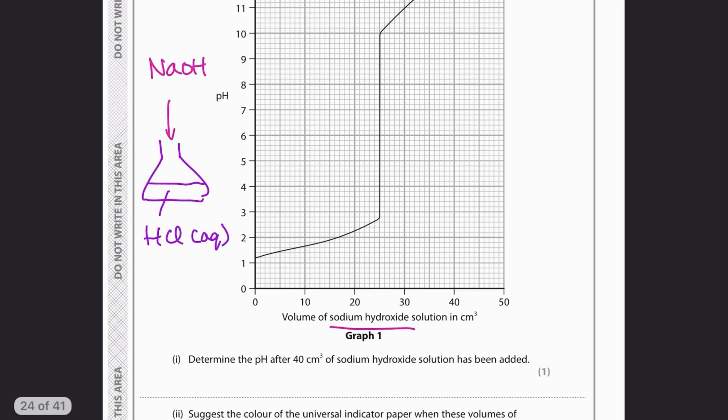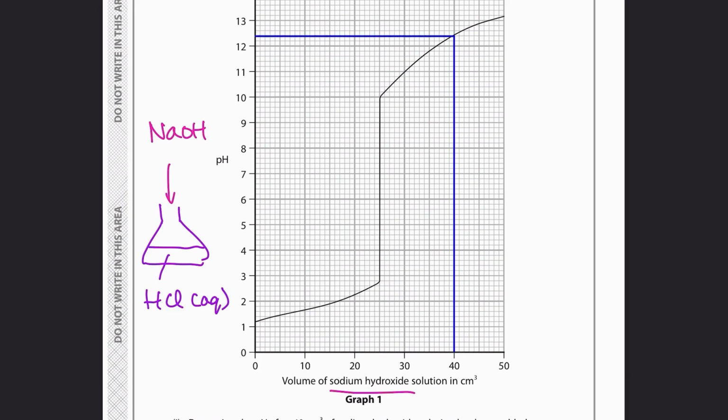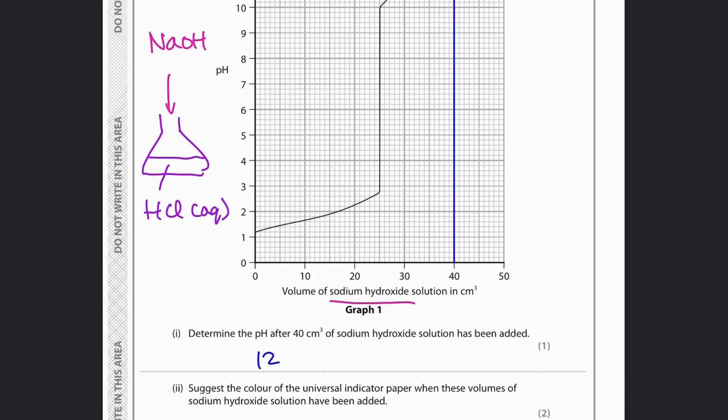All right, then it says, determine the pH after 40 cm cubed of sodium hydroxide solution has been added. So this is simply graph reading. So at 40, let's make this very accurate. So at 40 cm cubed, what is that number over there? That would be 12.4. Agree? 12.4. You have to be very accurate. Not 12.5, not 12.2, 12.4 is the pH. So be very accurate when it comes to graphs.